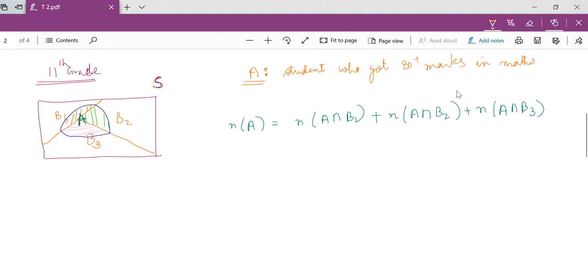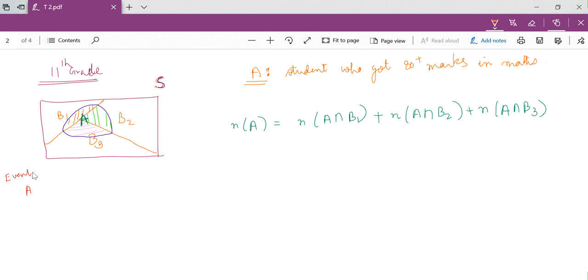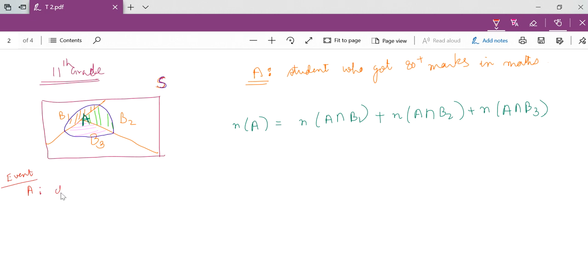Now let's ask the probability question. Now I am going to ask, what is the probability of event A? Now what is my event A? Event A is, if I choose a student from 11th grade. Choosing a student means I am choosing at random a student from 11th grade, and he got 80 plus marks.